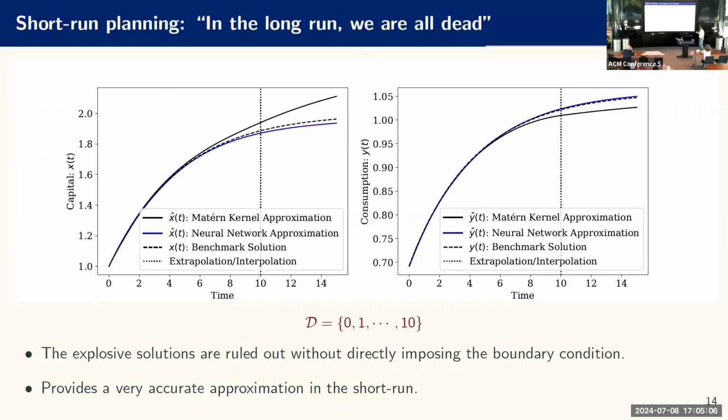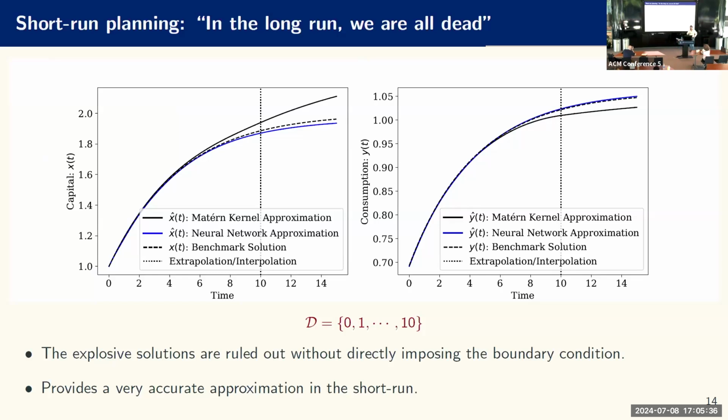So let's see what happens if I choose up to 10. Can I still get accurate short-run solutions? And will those be kicked out or not? As you can see, again, the short-run solutions, this is capital, this is consumption, this is your state variable, this is your jump variable. As you can see, both for kernel and the neural networks, you have very accurate solutions in the short run. They start deviating, yes, of course, because it likes to stay on that derivative.